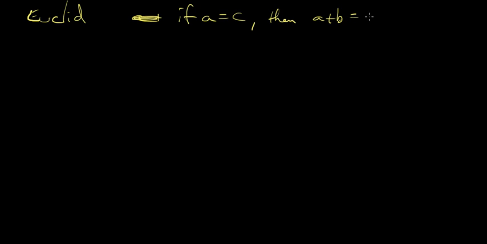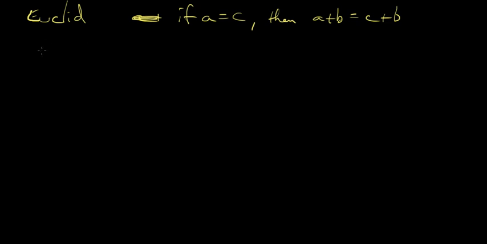We're going to learn how to prove things, okay? Euclid said if you add the same thing to both sides, you get the same answer. That was Euclid, not me, okay? He said it a little bit differently, but basically: if A equals C, then A plus B equals C plus B. That's basically the additive property of equality, which we'll talk about in a minute.